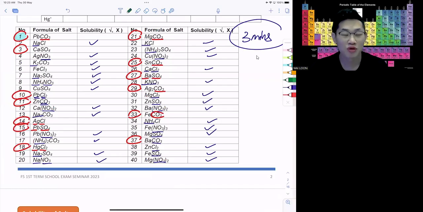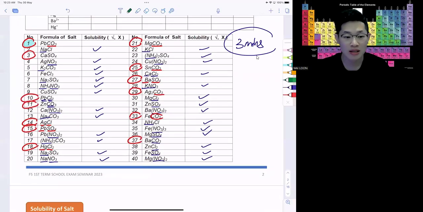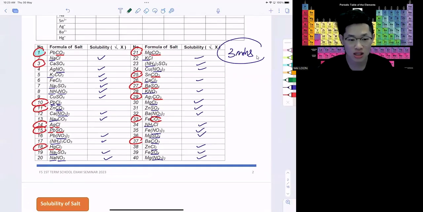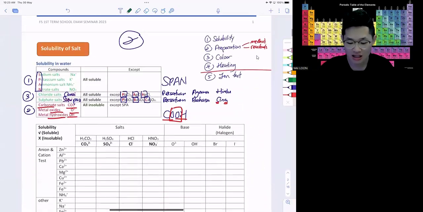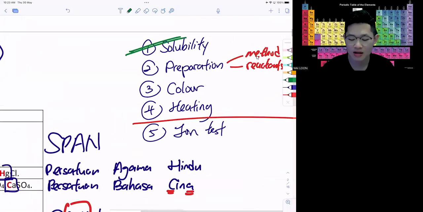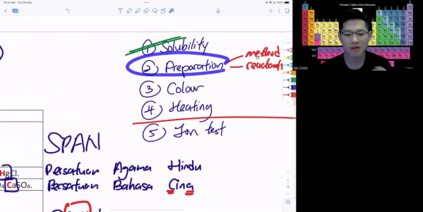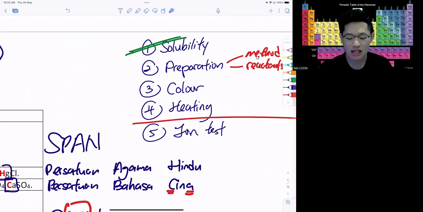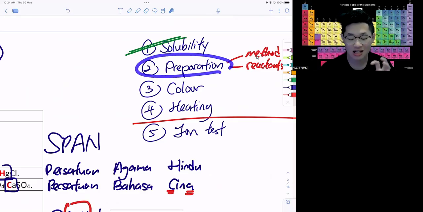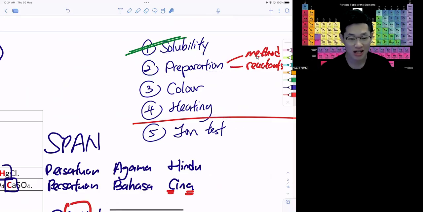So we have done with our very first part, the solubility of salt. Okay, this one is done. Moving on to the next one, preparation of salt. This part is one of the longest parts, like the second longest compared to the ion test.